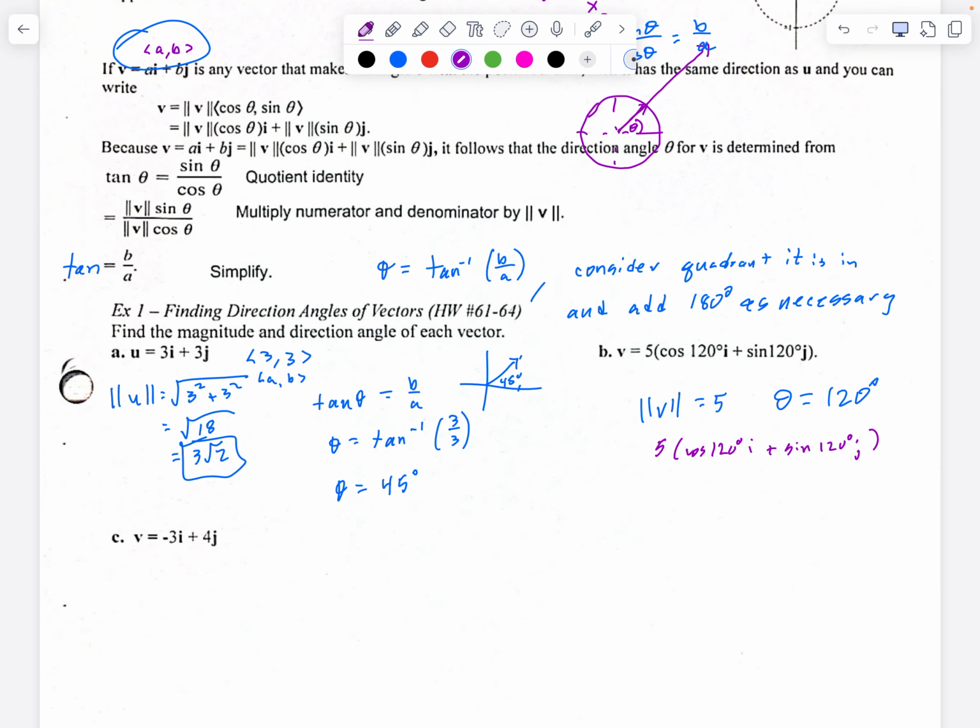Cosine of 120 is negative 1/2, and sine of 120 is root 3 over 2 from our unit circle. So we've got a negative 5/2 i and 5 root 3 over 2 j, meaning that the component form is this.